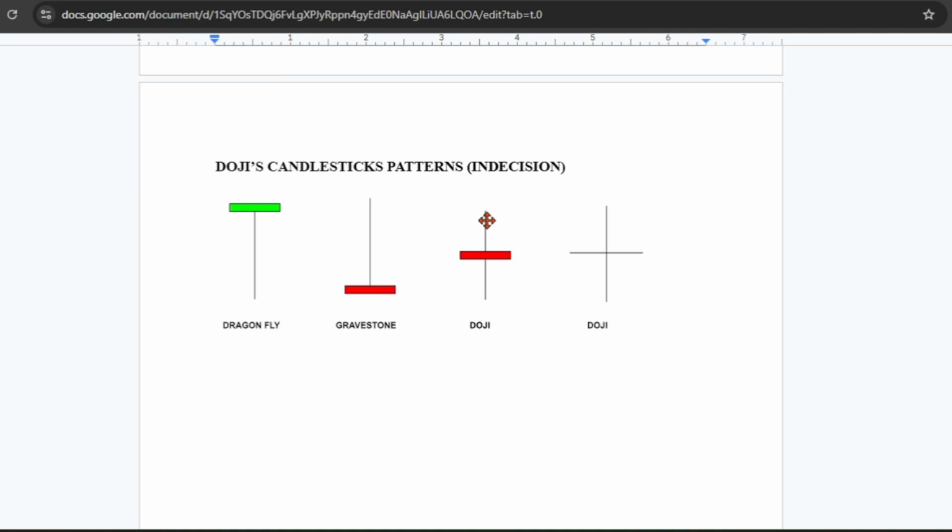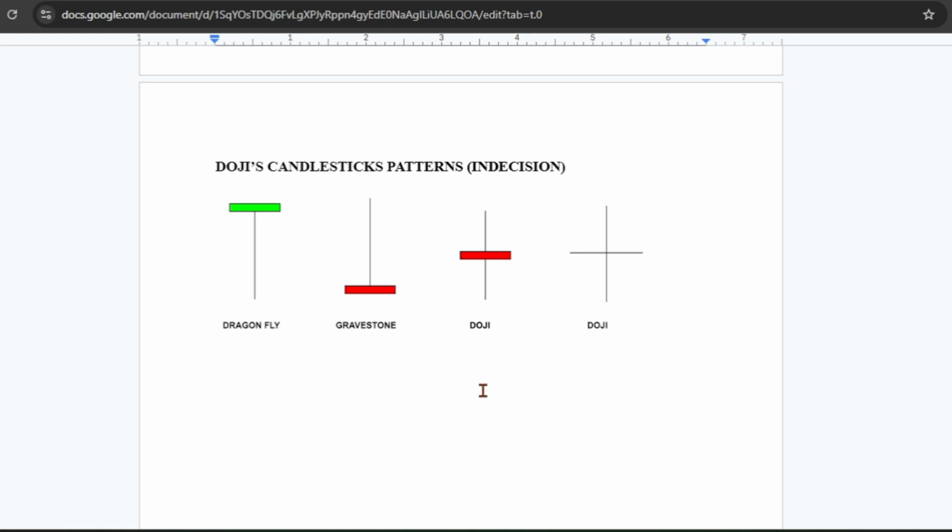If you look at the wick at the top and the wick at the bottom, they are of the same size and we have a tiny body. There are sometimes we will have the doji with no body at all. This is telling us that neither the buyers nor the sellers are active. We have the same number of buyers and sellers in the market. So when we see any of these doji categories of candlestick, we are still waiting because these candlesticks are not reliable to take decisions.